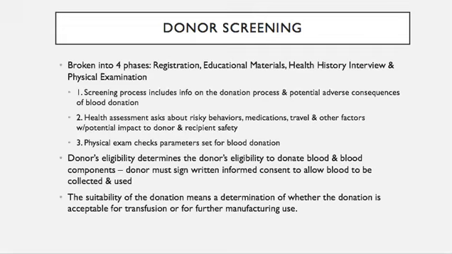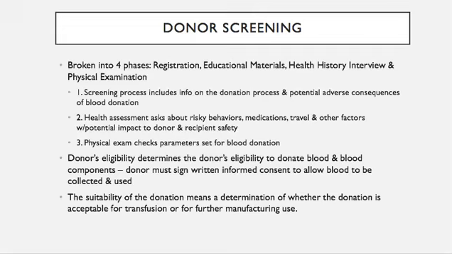The health assessment, so that health history interview, is going to ask the donor about any risky behaviors that they may engage in, medications that they take, travel, and other factors that could have potential impact to donor or recipient safety. And then the physical exam just checks the parameters that are set for blood donation. Those usually include height, weight, and a hemoglobin or iron check before the donor is allowed to donate blood.